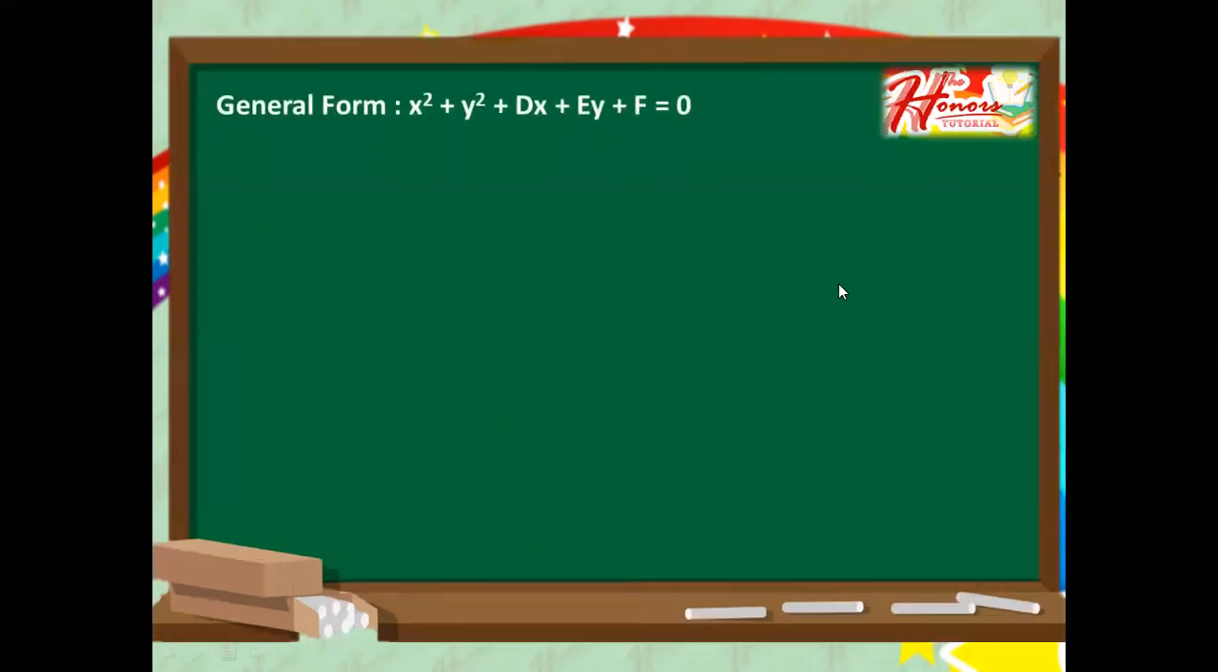We have here our general form. That is x squared plus y squared plus dx plus ey plus f equals 0. Next, we have here the standard form of a circle. Since we are going to convert later the general form into standard form, I also listed here the formula or the pattern. And that is the quantity of x minus h squared plus the quantity of y minus k squared equals r squared.